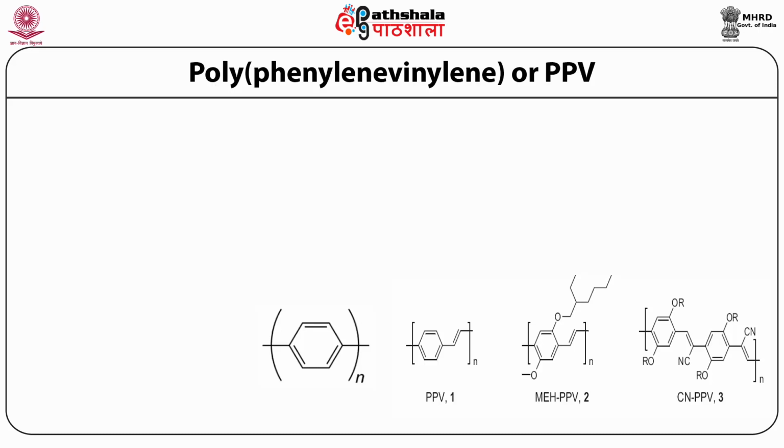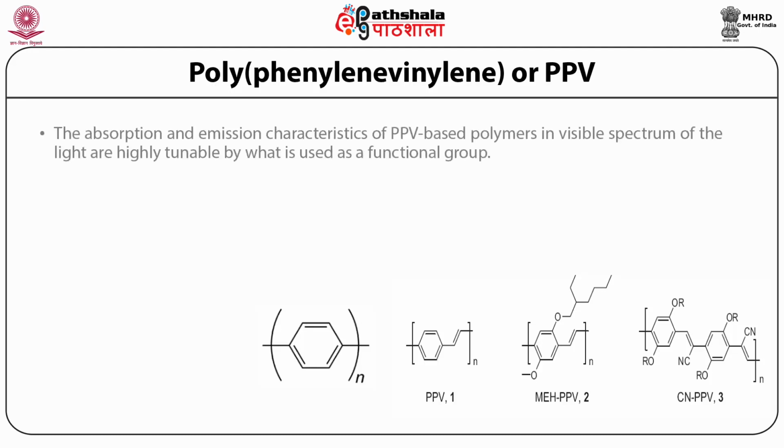Although the material was first synthesized in 1960, the research on this material received a significant boost in 1990 when electroluminescence was discovered in the material. Subsequently, work was devoted to studying the effect of changes in the functional groups on the properties of PPV. The absorption and the emission characteristics of PPV-based polymers in the visible spectrum of light are highly tunable by what is used as a functional group.